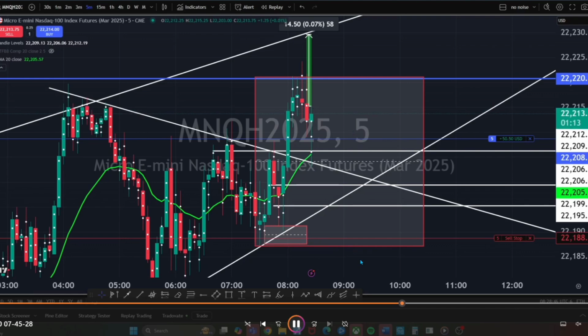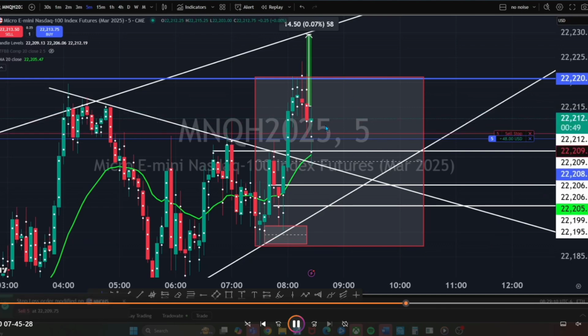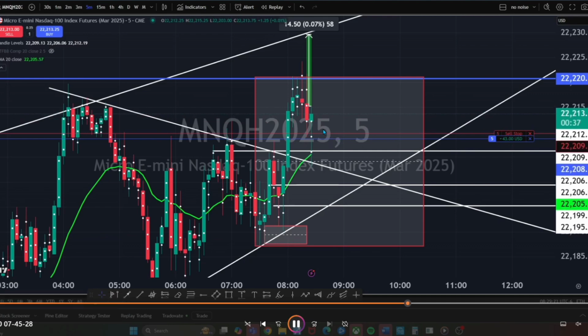But what do you see about this? Can't get even to the 50% mark. Can't even get to 50% of this candle right here. So I'm watching this, and I don't want to add on, but I don't want to sell either. But I move my stop to break even here. A little bit break even plus commissions.